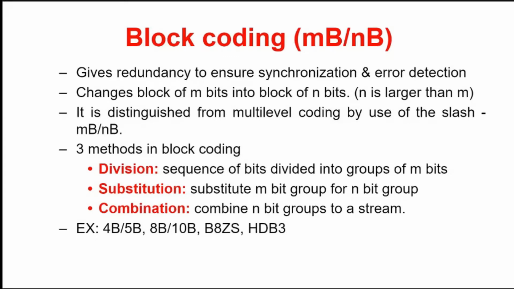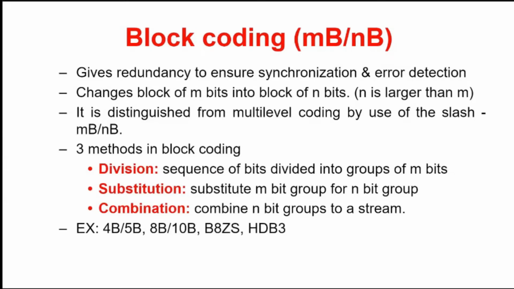Then the next one, it is distinguished from multi-level coding by the use of a slash, that is MB/NB. B is a bit, right? And it is divided into three types. The first method is division. Division means the sequence of bits is divided into groups. The actual data will be converted into a sequence of bits, a stream of bits, and that is divided into several groups. That is called the M bit group.